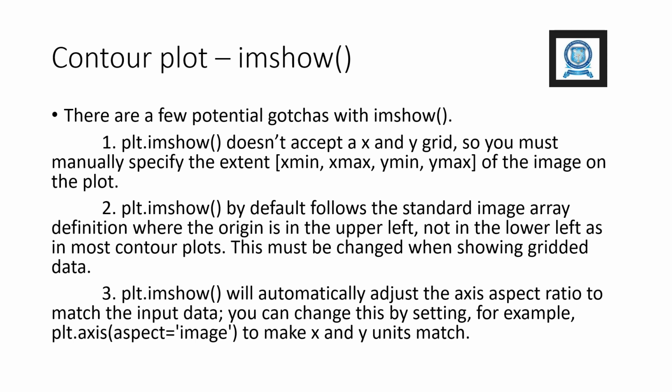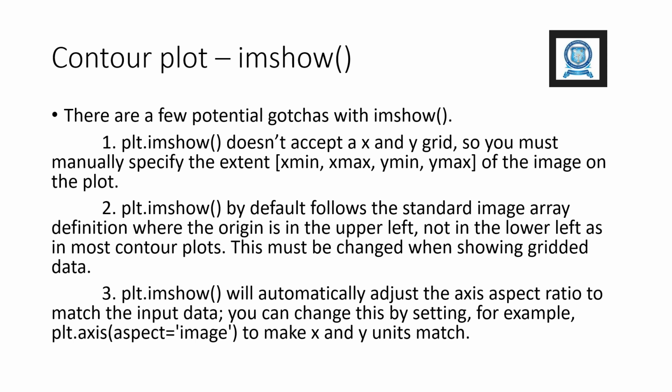Next, contour plot imshow. There are a few potential gotchas with imshow. First one, plt.imshow does not accept x and y grids. So you must manually specify the extent, xmin, xmax, ymin and ymax, of the image on the plot. plt.imshow by default follows the standard image array definition, where the origin is in the upper left, not in the lower left, as in most contour plots. This must be changed when showing gridded data.